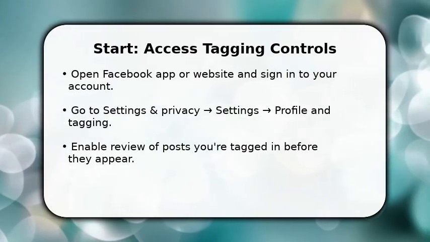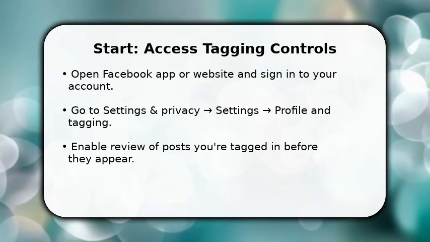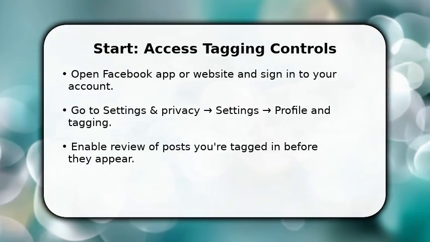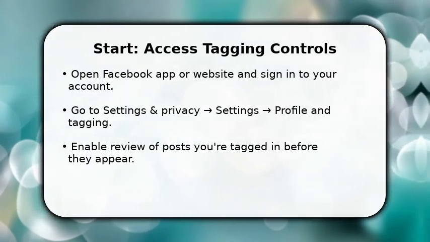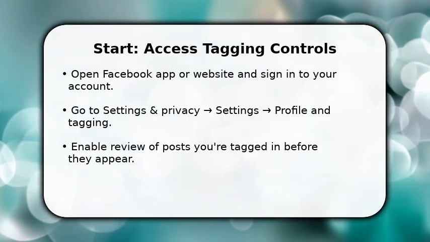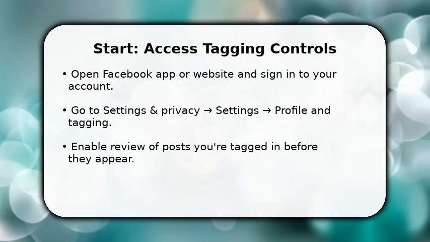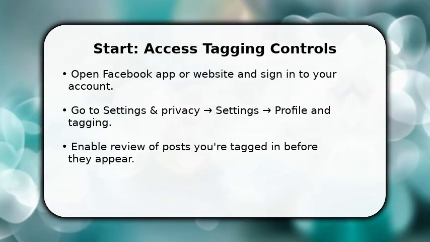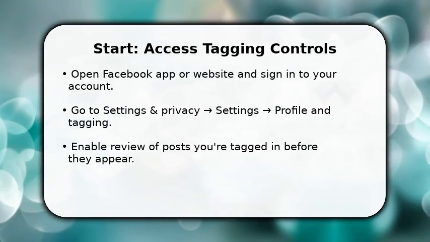You start by opening Facebook and going straight to Settings and Privacy, then Settings. From there, choose Profile and Tagging so you reach tagging controls fast. Once there, turn on the option to review posts you are tagged in. This stops tags from appearing without your approval and gives you immediate control.